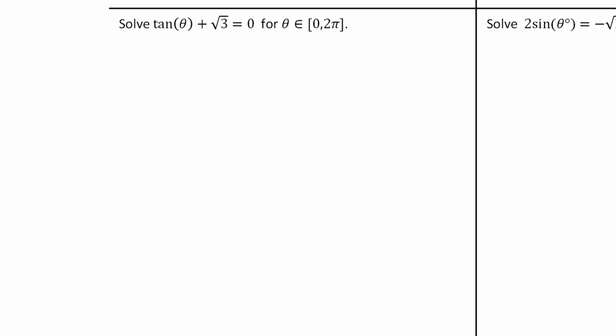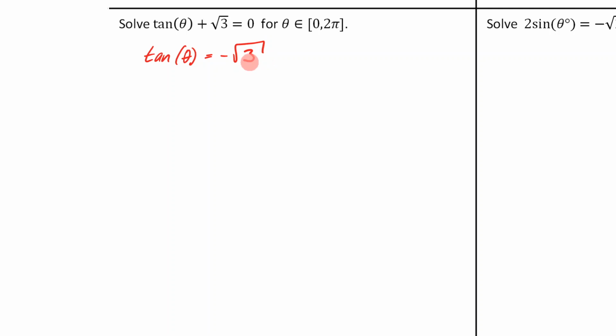We are going through this example right here. It says solve tan of theta plus the square root of 3 is equal to 0 for theta an element of 0 and 2 pi. Okay, the first thing that we need to do here is rearrange it so that we have this on the other side. We need to move it over, so that means we're going to subtract both sides by the square root of 3. So I'm going to get tan of theta is equal to negative the square root of 3.